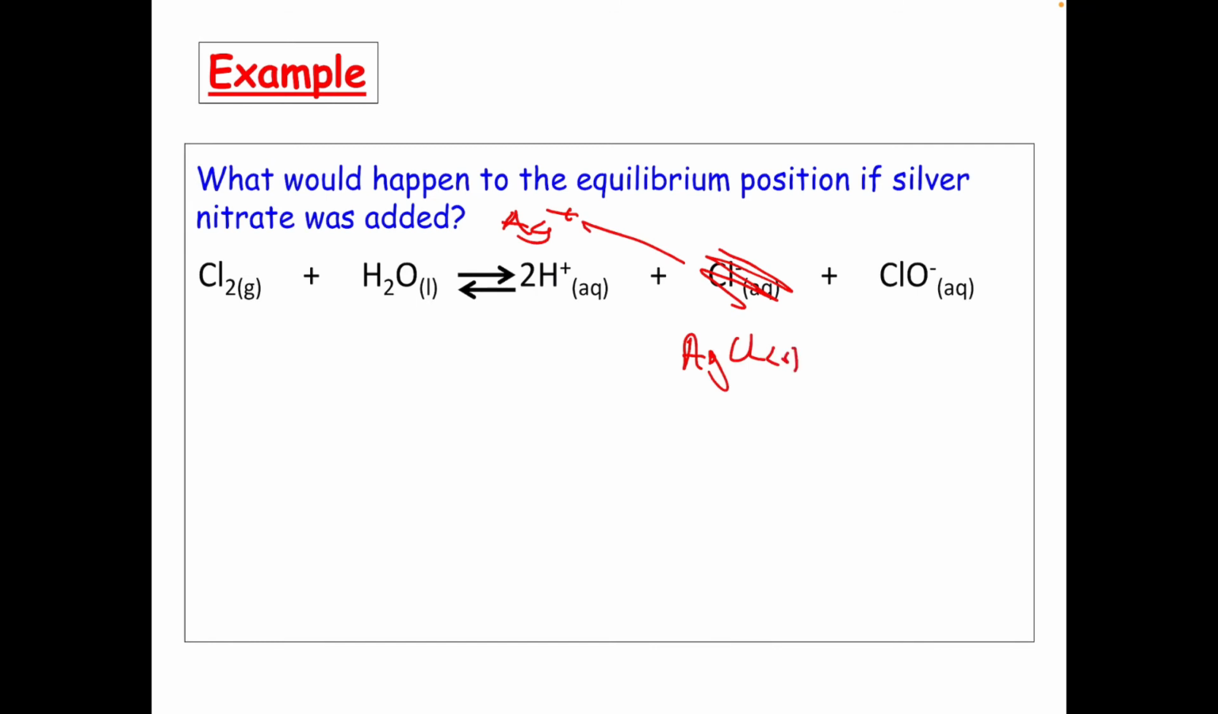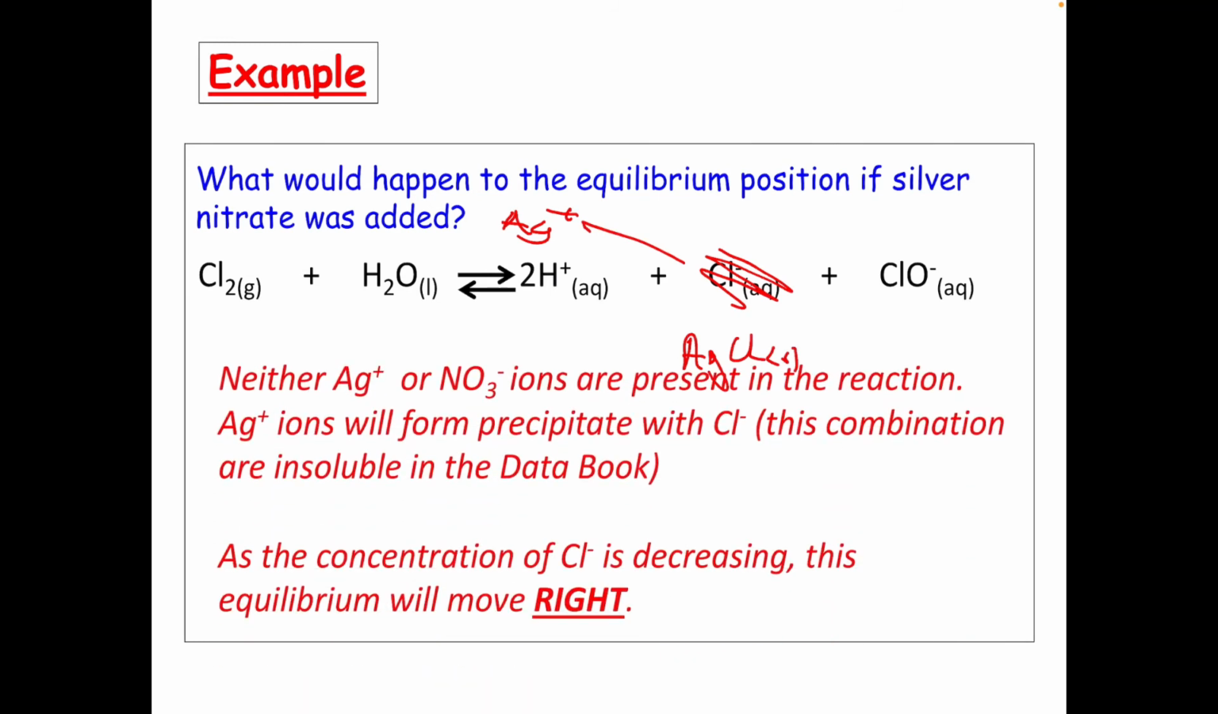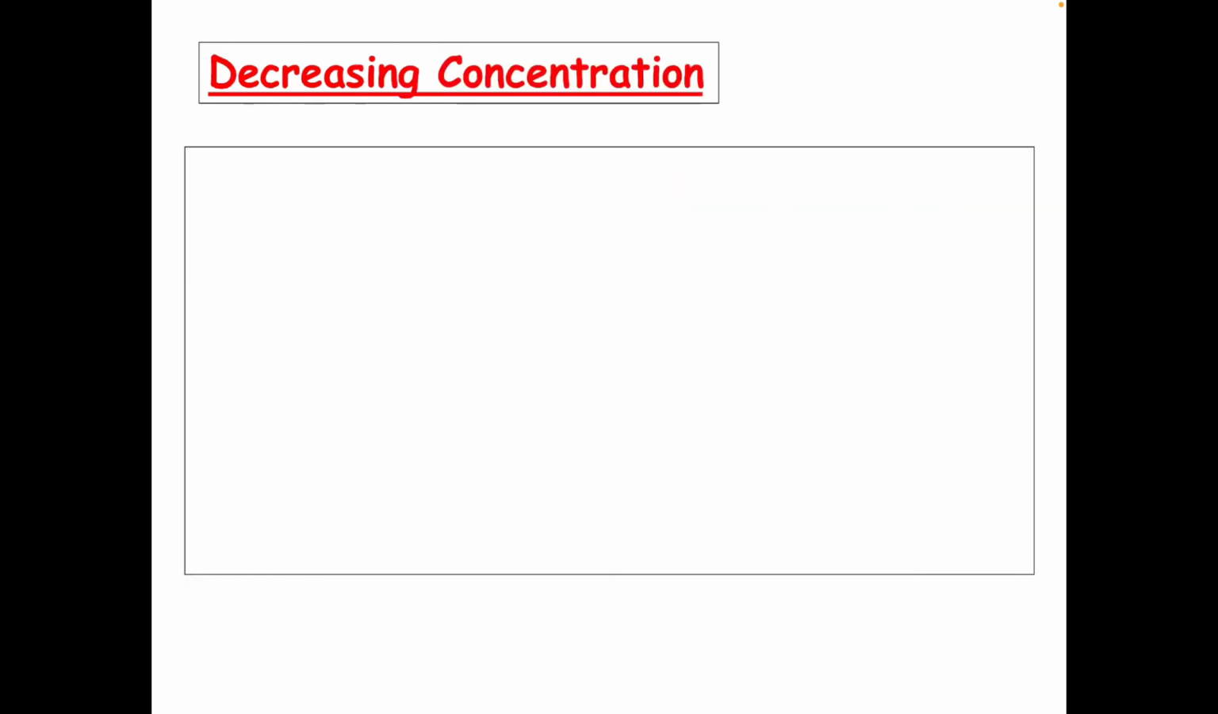So if that is going to come out as a precipitate, then the equilibrium position is going to move to replace those lost chloride ions. There's neither silver positive nor nitrate negative ions present in the reaction. The silver ions will form a precipitate with chloride. This combination is insoluble. So the concentration of Cl is decreasing, so the equilibrium will move towards the right to replace it. Okay, so hopefully that makes sense.